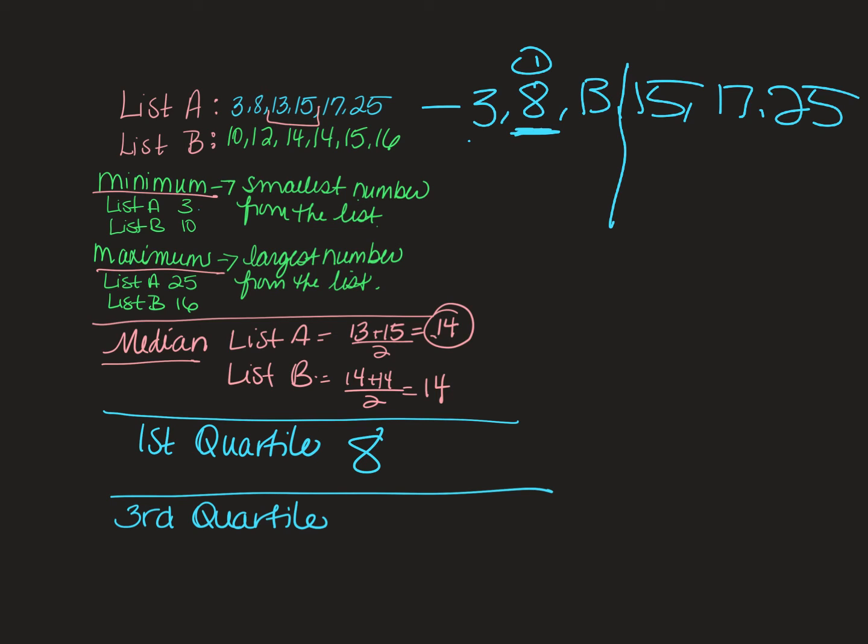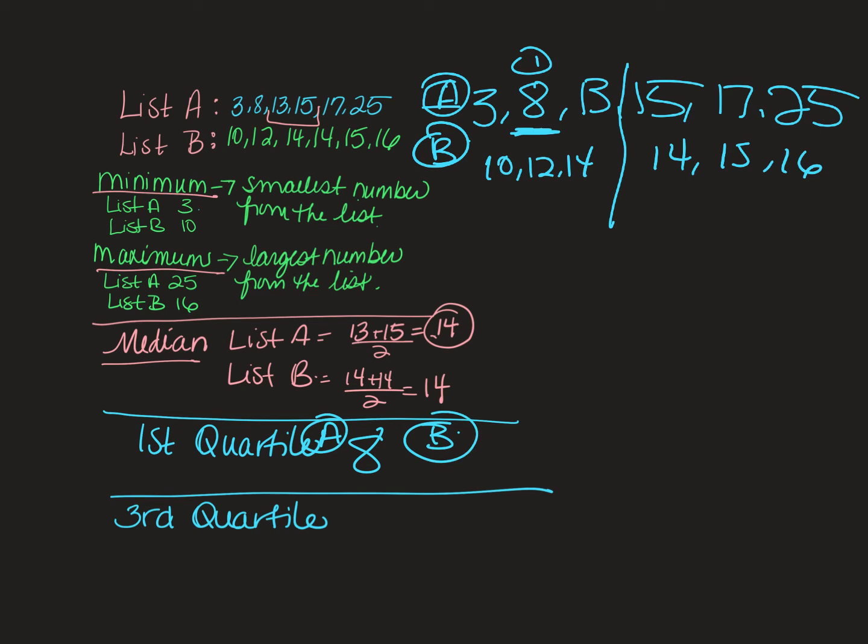Third quarter. What is the median of... okay, yeah. What is the median? Let me look at these two numbers here. You have 10, 12, and 14. You have 14, 15, and 16. This is A, this is B. So what is the first quarter for B?